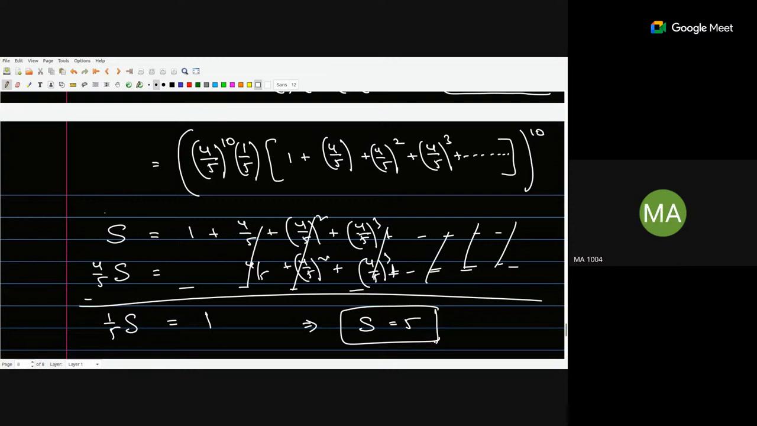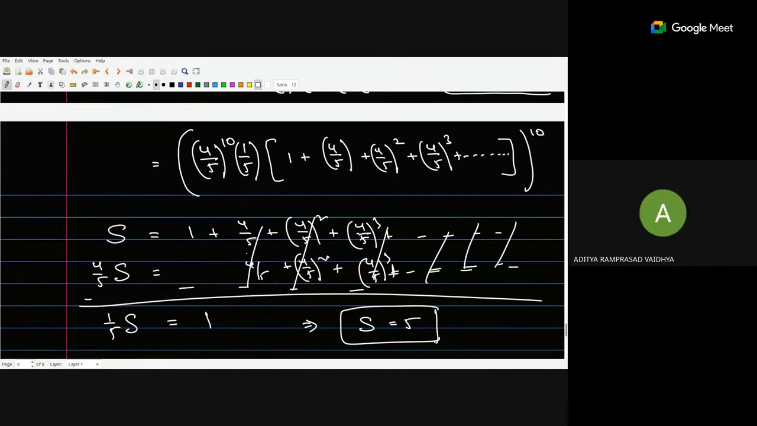I'm not doing any magic here. I have this. I just took this particular sum as S. I just multiplied the left-hand side and right-hand side by 4/5. Left side 4/5 and right side also 4/5. So that will get multiplied and each of the terms will push slightly to the right. So 4/5 multiplied by 1 is 4/5. 4/5 multiplied by 4/5 will be (4/5) whole square. So like this, it just shifts.